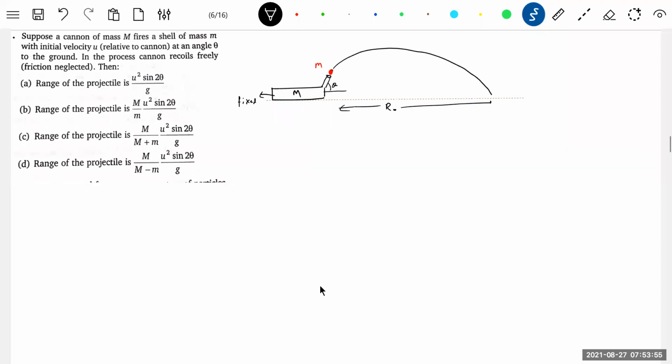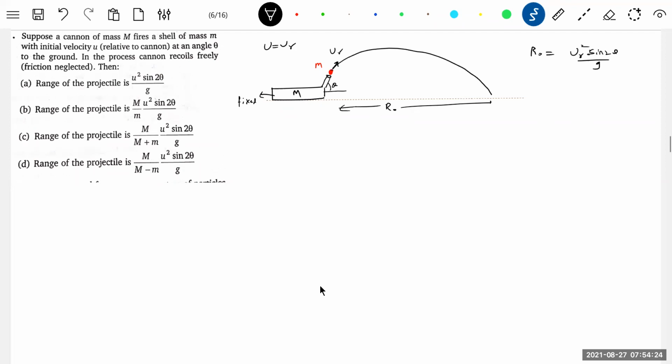You fire with a velocity u relative to the cannon. This will become the absolute velocity, since the cannon is fixed. I'll call u as ur. What is the expression for this range? R naught equals ur square sine 2 theta by g. This is projectile motion, and the cannon is not permitted to recoil.